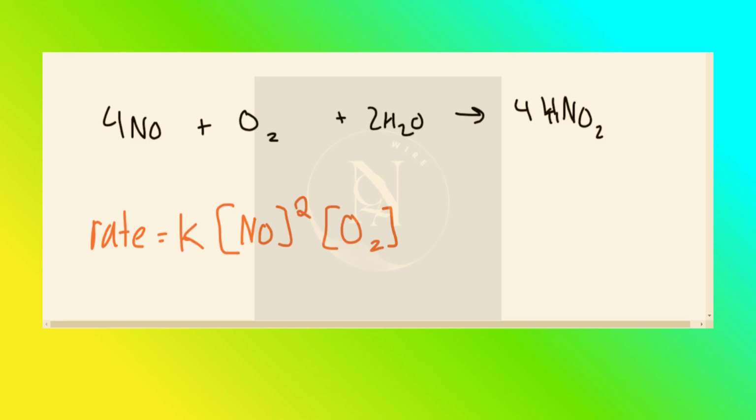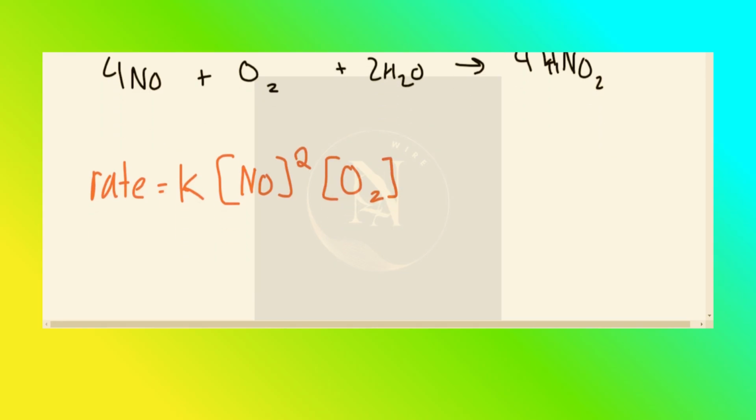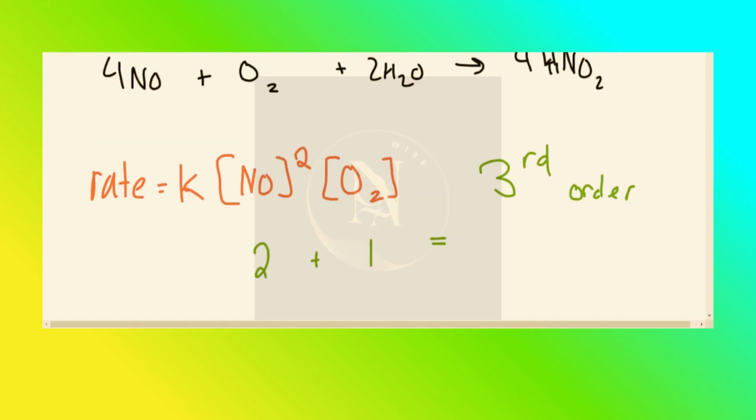And so in order to find the overall order, we need to add the orders of each of the reactants. So we have second order for nitric oxide plus first order for oxygen tells us that this reaction is third order overall. Great. Now, we're asked to consider what happens if the concentration of O2 is doubled.